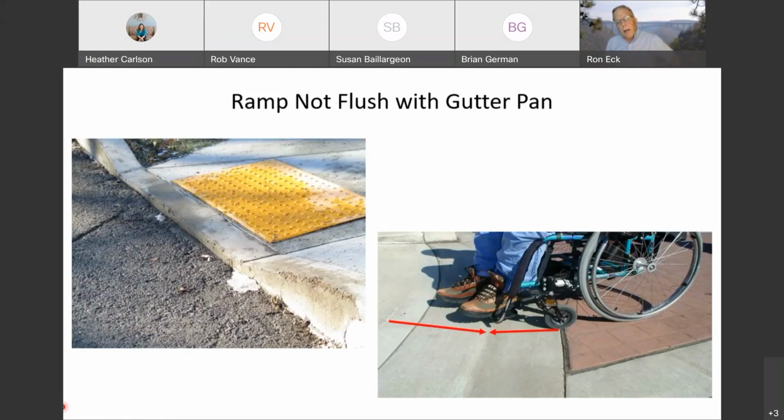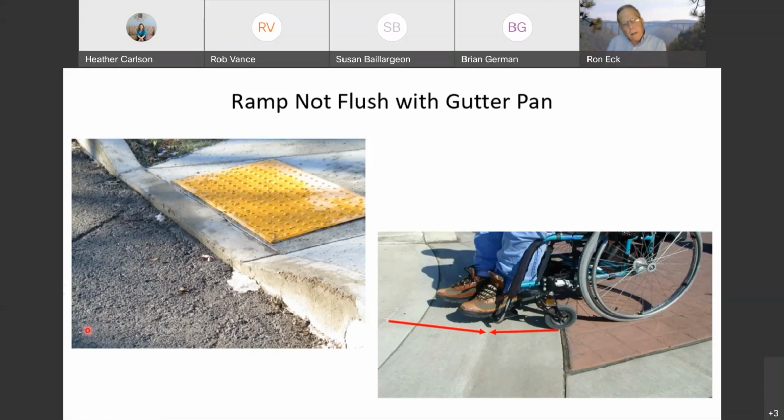One, and here we go again, I've mentioned this already a couple of times, the ramp is not flush with the gutter pan. There's that lip that can catch the small front wheels of the wheelchair. And the person in the chair may have to pop a wheelie, if you will, to be able to get up on the sidewalk. And not everybody has the upper body strength to be able to do that.